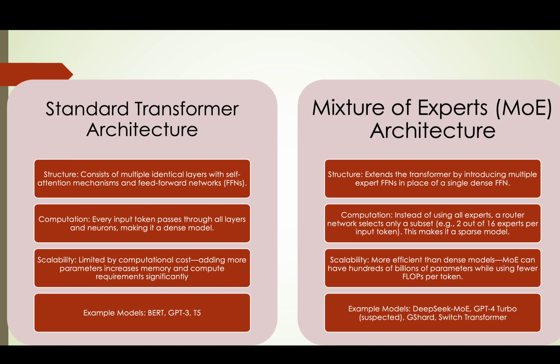From a computation perspective, in a standard transformer every input token passes through all layers and neurons, making it a dense model. Whereas in MoE, instead of using all experts, a router network selects only a subset, for example 2 out of 16 experts per input token. This makes a sparse model. So basically, a sparse model is more focused.